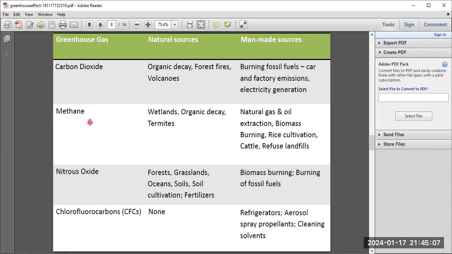Yes. Again, the next gas is methane. The natural sources of methane are wetlands, organic decay, and termites. We also cannot fully control this source of methane, but we can control the man-made sources. The man-made sources include natural gas and oil extraction, biomass burning, rice cultivation, cattle, refuse, and landfill.